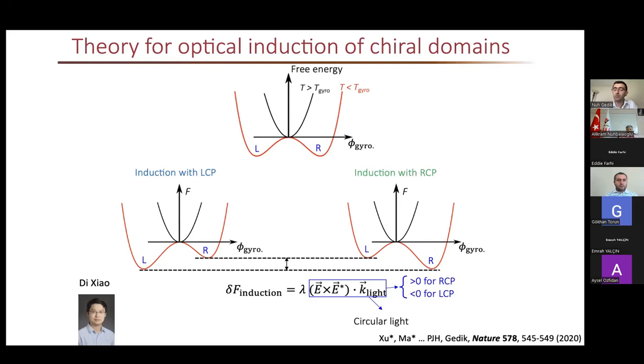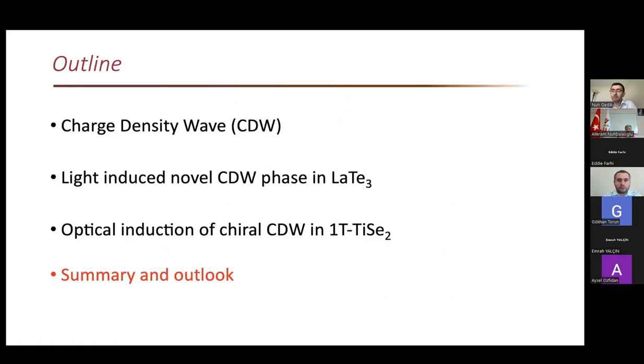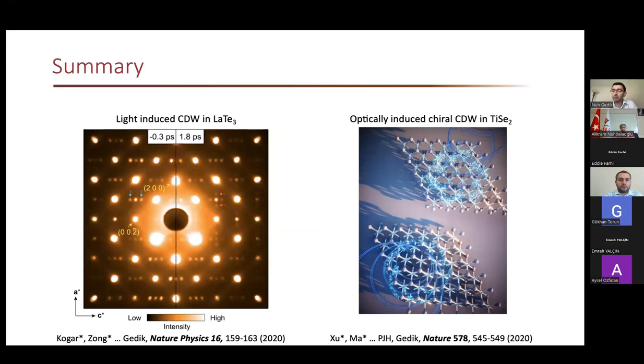So I think I'm ready to summarize my talk. I basically gave you two examples. In one of them, we were looking at light-induced phase transitions in this charge density wave. And what we saw was that, as you kick with the light, you melt, or weaken, the original charge density wave, and a new charge density wave that normally doesn't exist in thermal equilibrium came into existence. And then if you waited long enough, it went back.